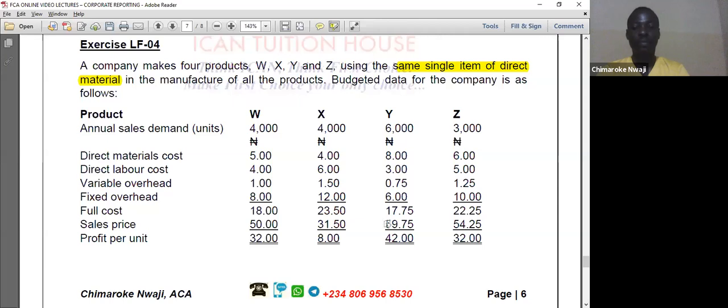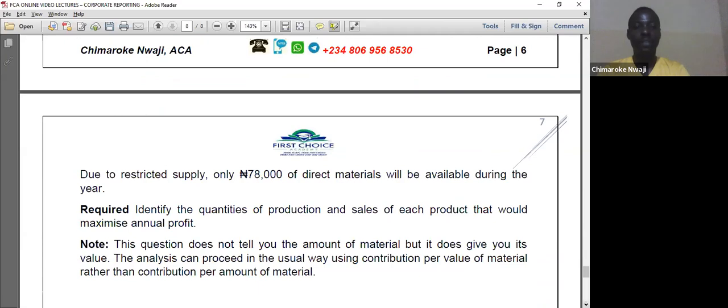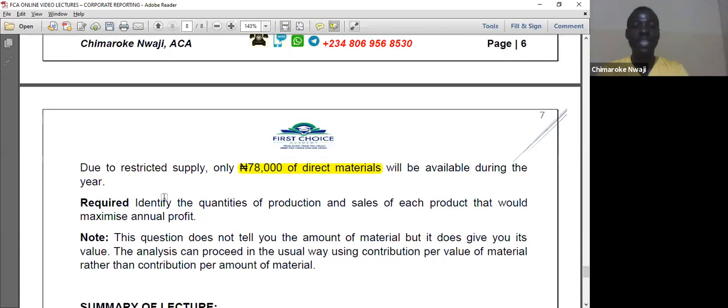So look at what they said. Due to restricted supply, only 78,000 of direct materials will be available during the year. So you look at it here, they say identify the quantities. Look at the question here, identify the quantities of production and sales of each product that will maximize annual profit.